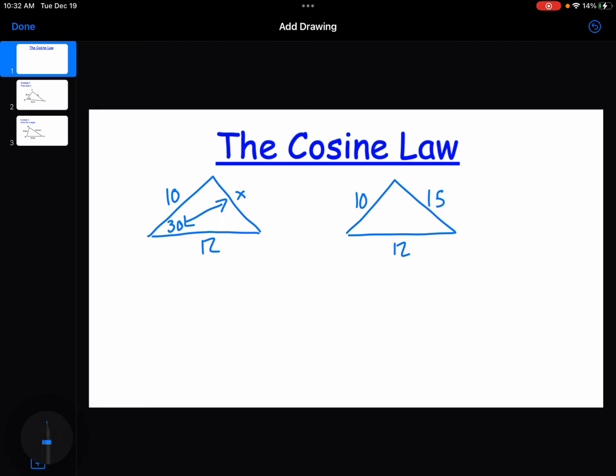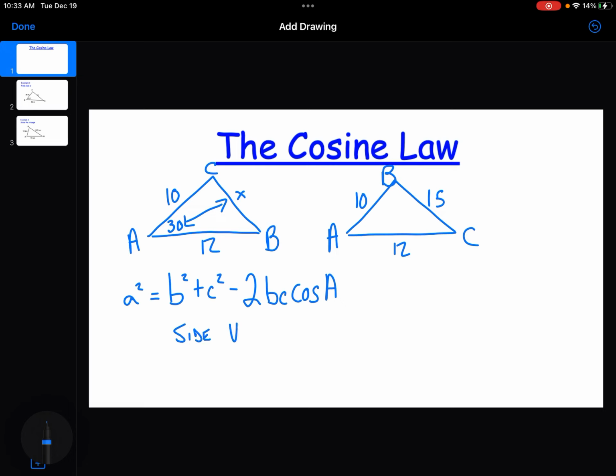Now, the cosine law states, so if we had triangle A, B, C, and again, this is the same triangle. We don't know if this is 30 or not in this triangle, so we can't say that. But if we're looking at this, we're going to have side A squared equals B squared plus C squared minus 2BC cos A. Now this is the side version. This is when we're finding a side length.